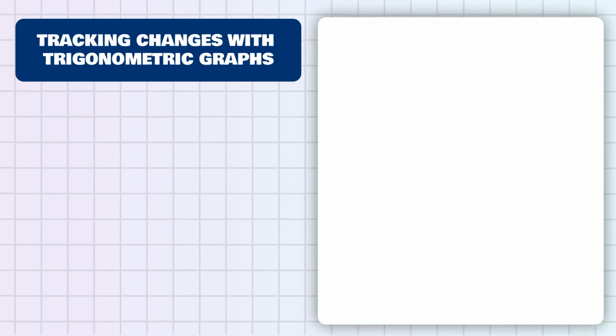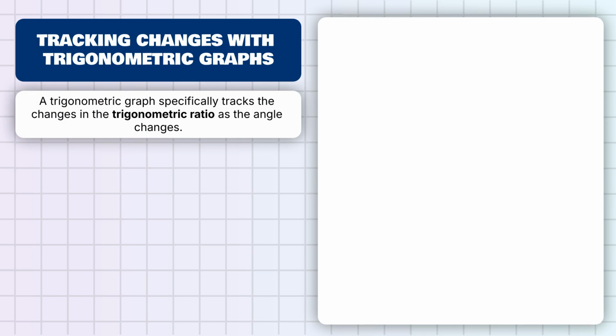Now, let's move on to tracking changes with trigonometric graphs by graphing these functions. A graph is a visual way to track changes. A trigonometric graph specifically tracks the changes in the trigonometric ratio as the angle changes.